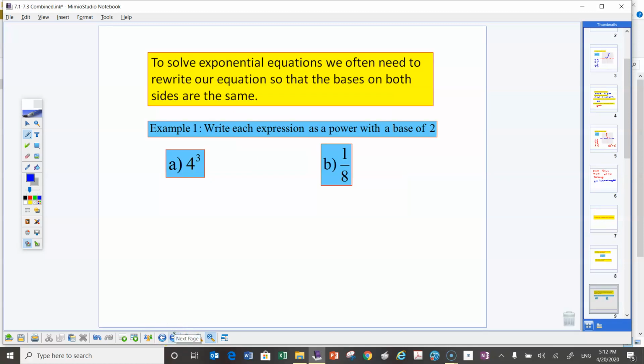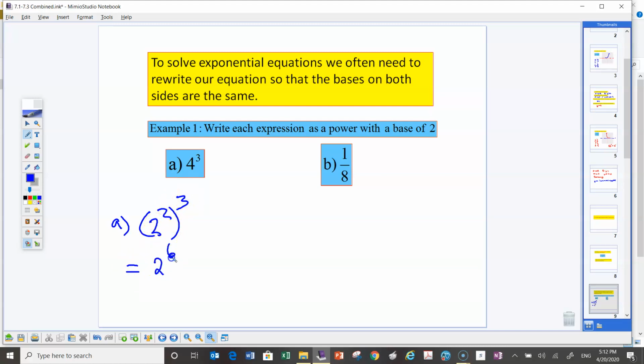To solve exponential equations, we often need to rewrite our equation so that the bases on both sides are the same. So we're going to practice, first of all, by rewriting each of these in base 2. Well, to do question A, I could rewrite 4 as 2 squared, and it's still raised to the power of 3. And using our laws of exponents, if I have double powers, I multiply them. So this is 2 to the 6. So 2 to the 6 is the same thing as 4 to the power of 3.